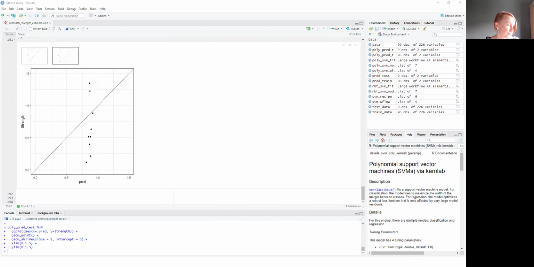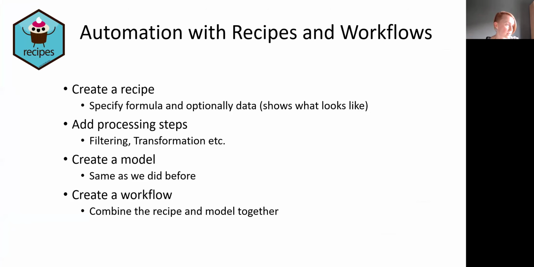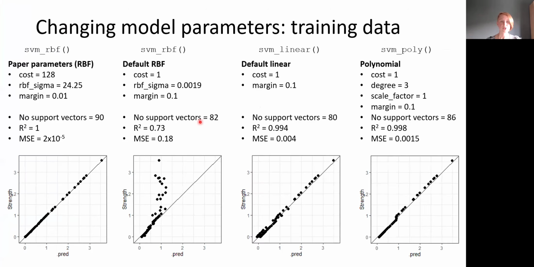Okay, so I'll head back to my slides just to show you some examples of some other parameters and things that we might use, different model types, just as a comparison. So in the training data, we can see these are the paper parameters. They're probably a bit much for what we've done here.